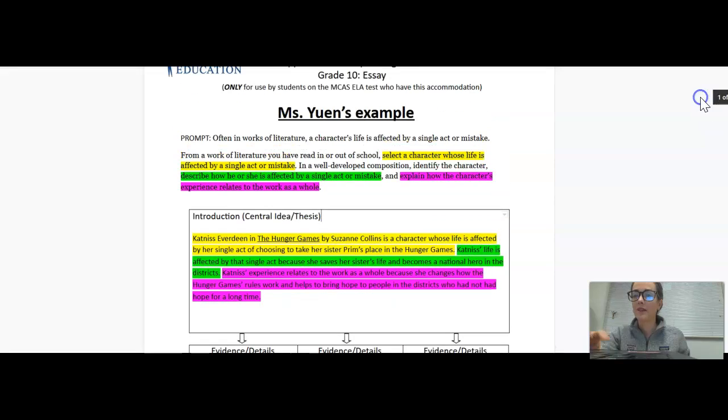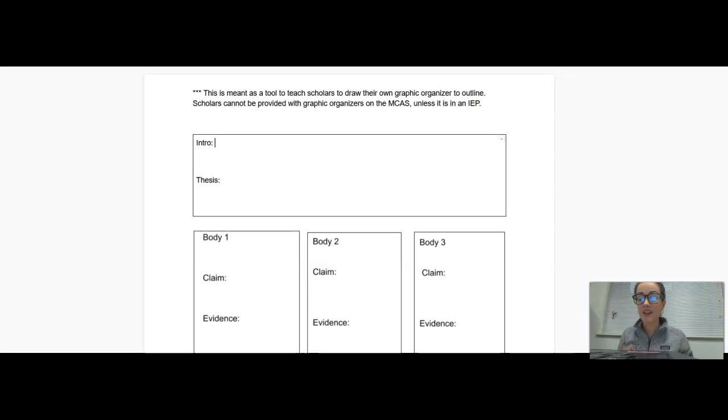So I'm thinking to myself, what piece is missing? Well, I have my thesis, but if I look back here, I don't have my introduction to my introductory paragraph. So the intro paragraph is not just my thesis. I need to set some context, give some background, and then show my thesis.